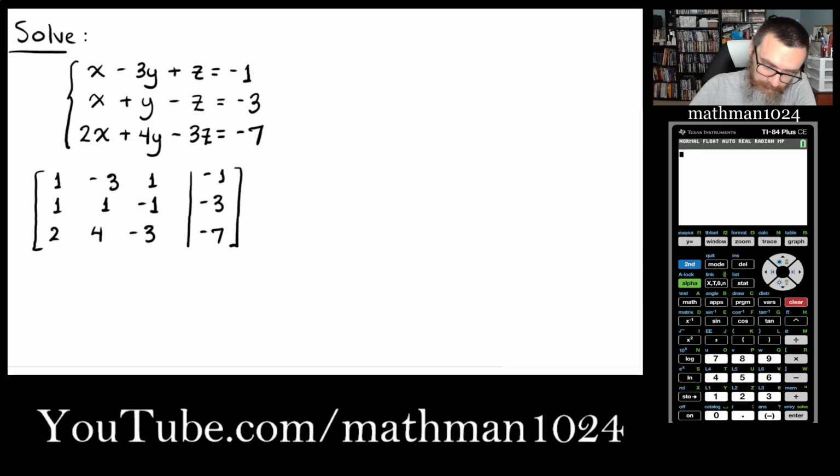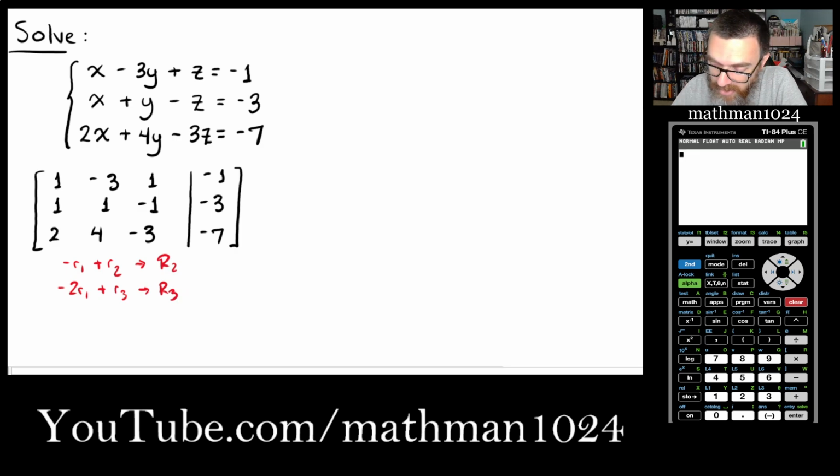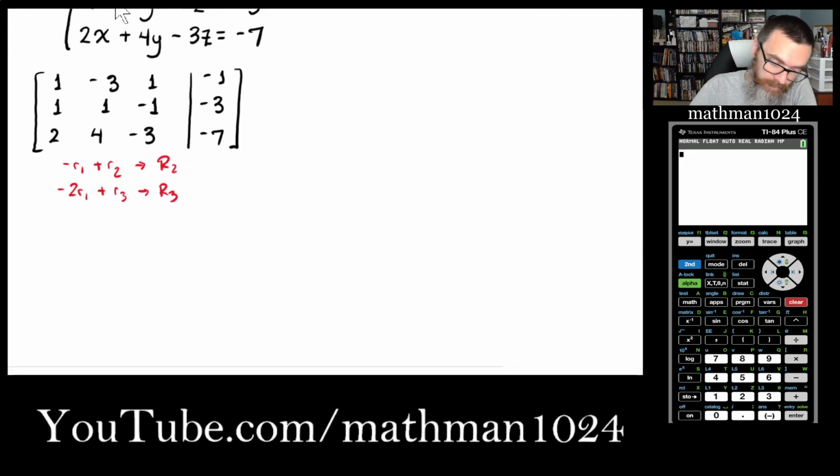Sorry about that. So if we do negative R1 plus R2, and we put that into R2, and then we'll also do -2 times R1 plus R3, and we replace R3. That should give us the zeros that we're looking for. All right. Again with the copying.